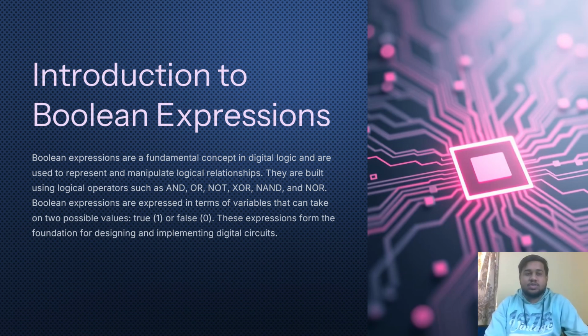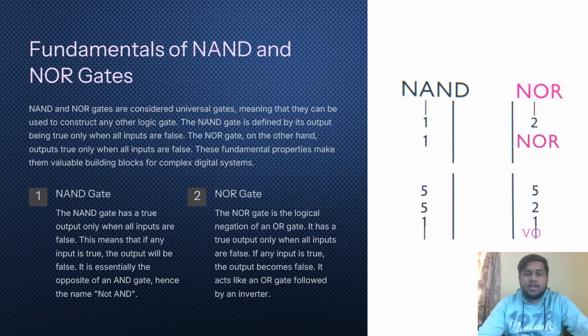implementing digital circuits. Guys, now let us see fundamentals of NAND and NOR gates. NAND and NOR gates are considered universal gates, meaning that they can be used to construct any other logic gates. The NAND gate is defined by its output being true only when all inputs are false. The NOR gate, on the other hand, outputs true only when all inputs are false. These fundamental properties make them valuable building blocks for complex digital systems.